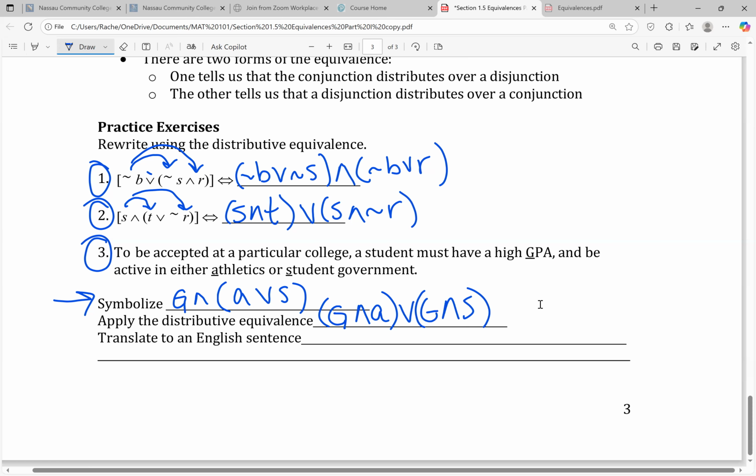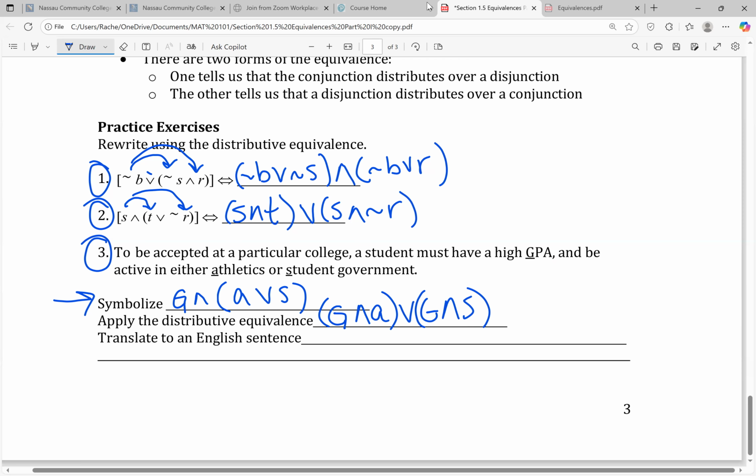So let's look at the left-hand side first. On the left-hand side, we have to be accepted at a particular college, a student must have a high GPA and be active in athletics, right? That's the left-hand side. Or, now look at the right-hand side. They must have a high GPA and be active in student government.